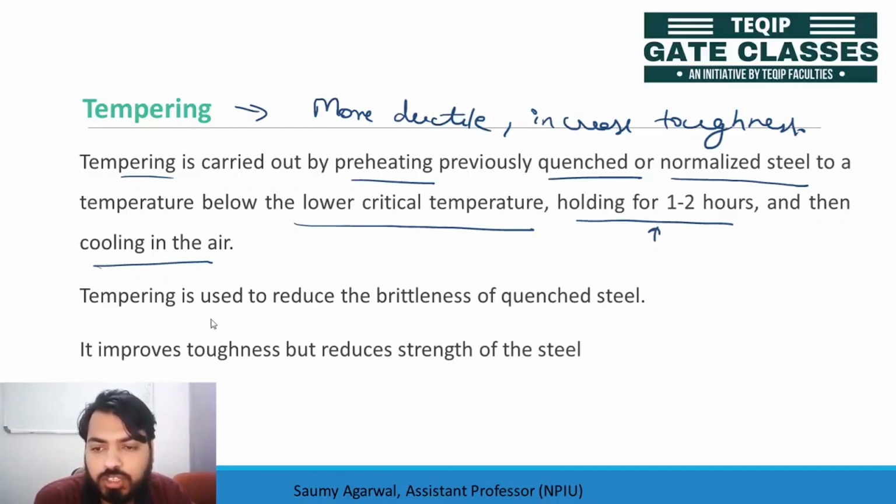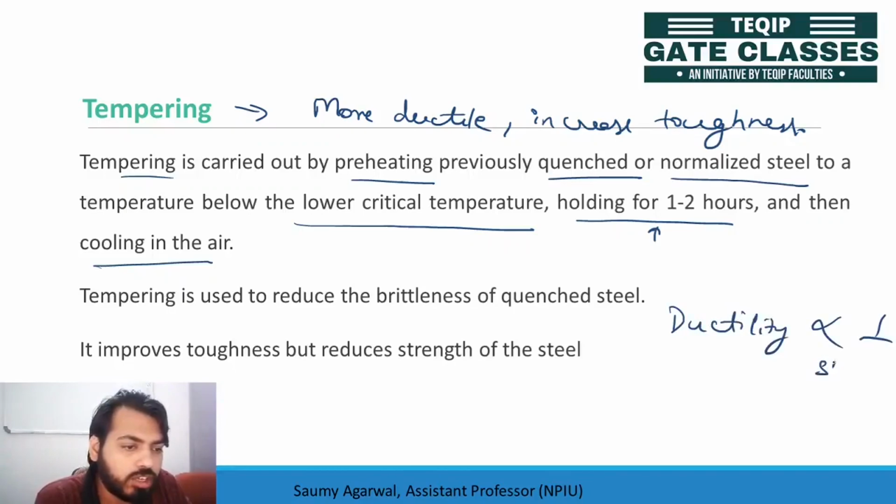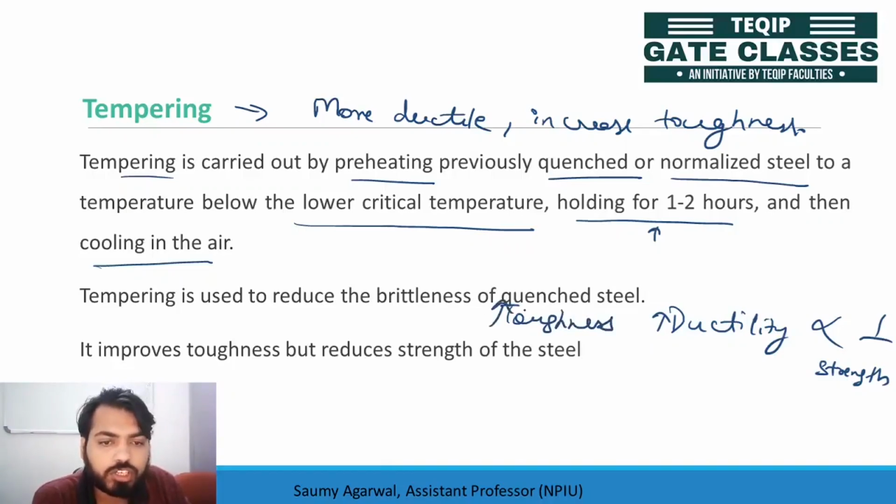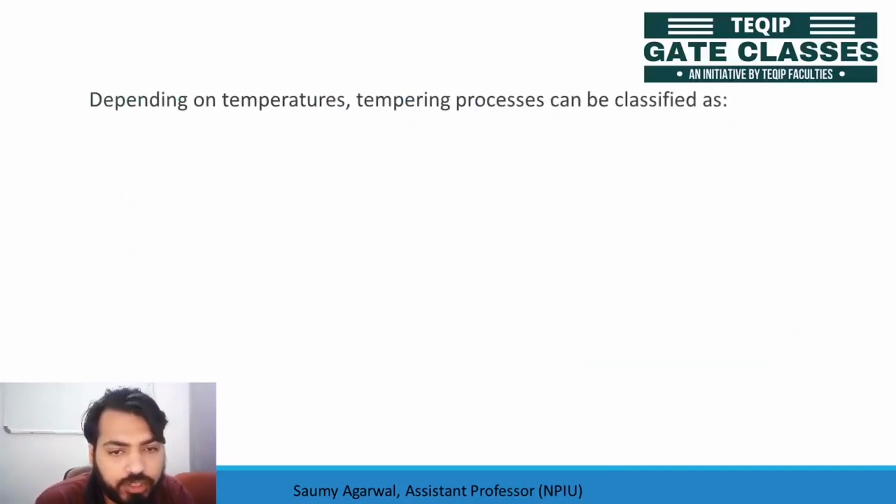Again, it improves the toughness but reduces the strength of the steel. Anyhow, we know that ductility is inversely proportional to the strength. So if you increase the ductility, you decrease the strength. If you increase the ductility, you will also increase the toughness. In the iron carbon diagram, the area under the curve will be more before failure in case of a ductile material.